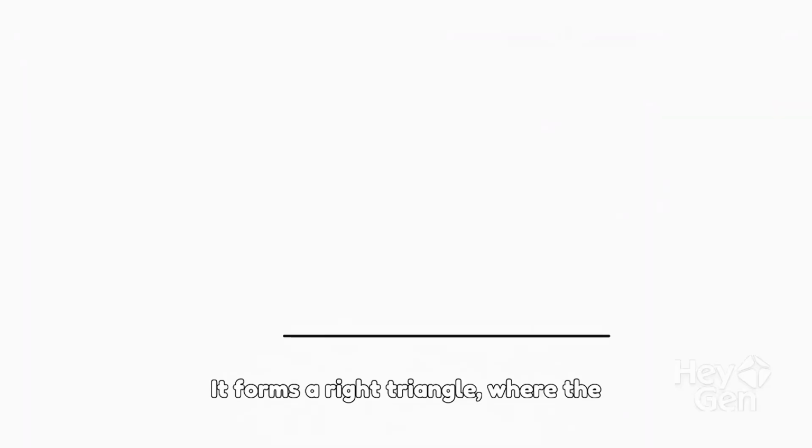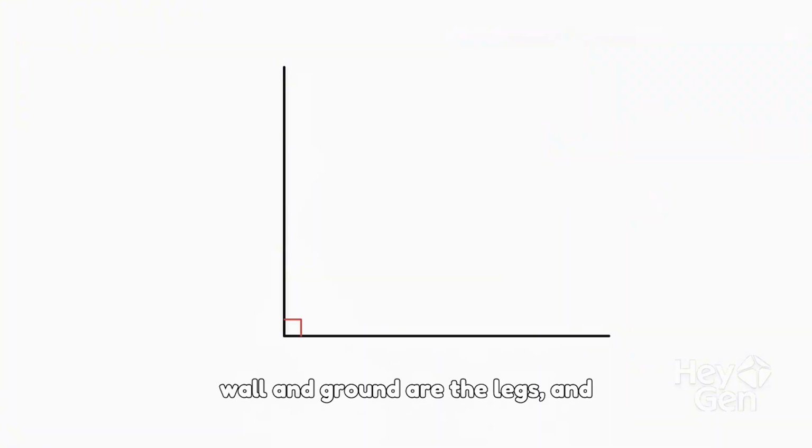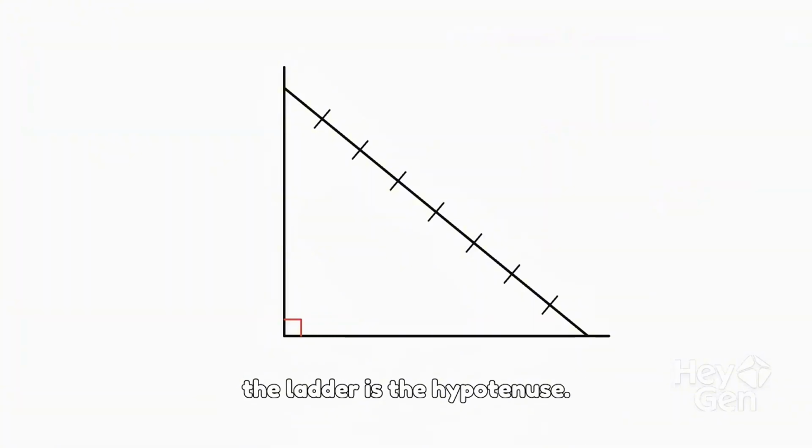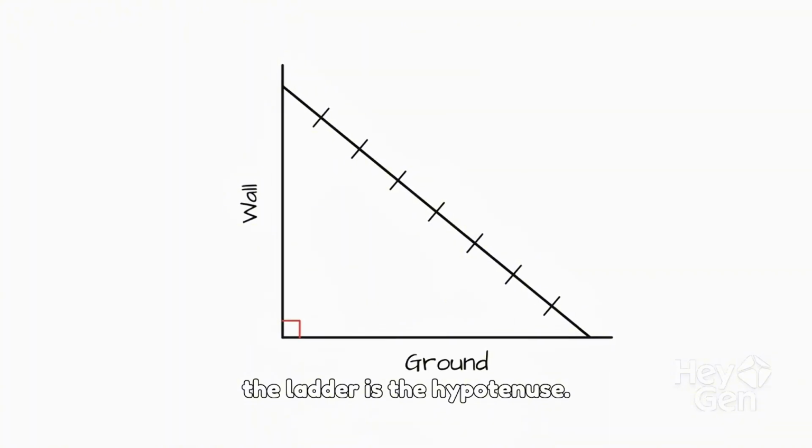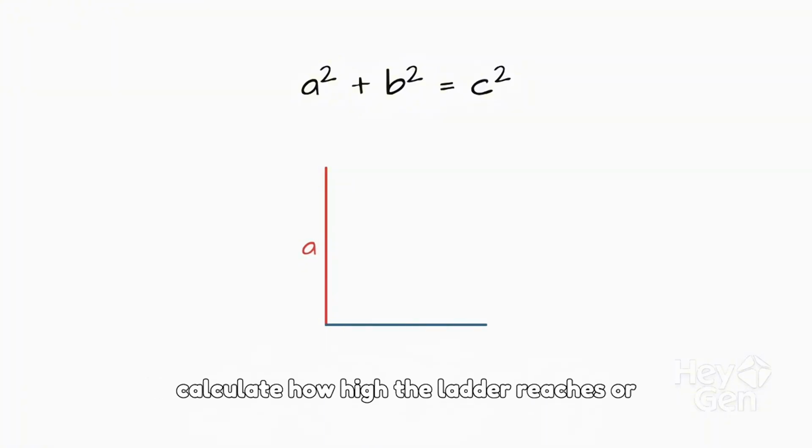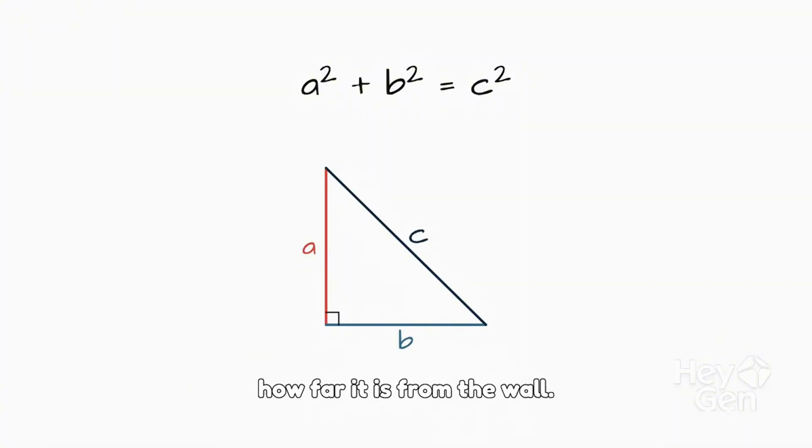It's a form of a right triangle where the ground and wall are the legs, and the ladder is the hypotenuse. The wall and ground are also A and B. With the Pythagorean theorem, we can easily use this in maritime navigation. Calculate how high the ladder reaches or how far it comes from the wall.